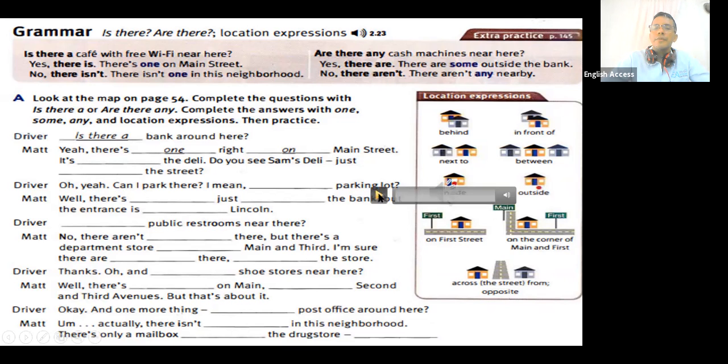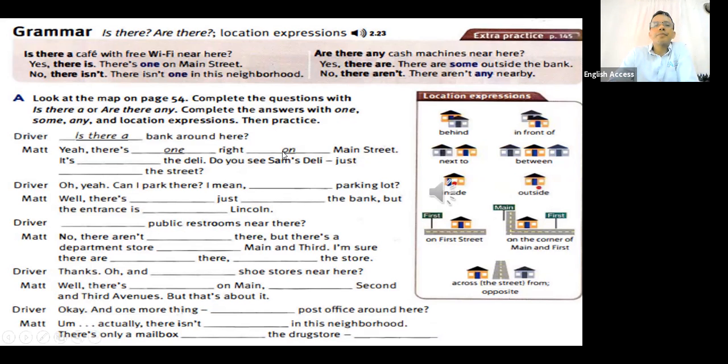Okay, please, one more time. Page 55. 2. Grammar. Is there? Are there? Location expressions. Is there a cafe with free Wi-Fi near here? Yes, there is. There's one on Main Street. No, there isn't. There isn't one in this neighborhood. Are there any cash machines near here? Yes, there are. There are some outside the bank. No, there aren't. There aren't any nearby.